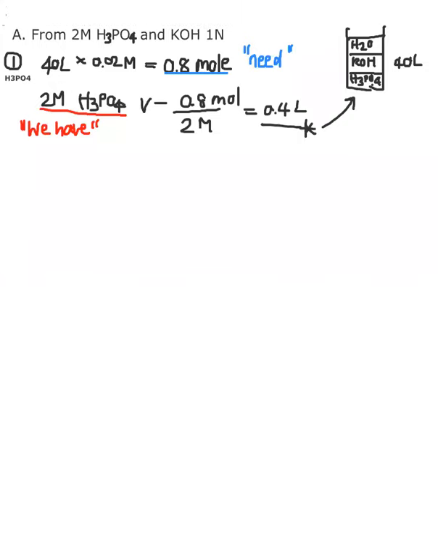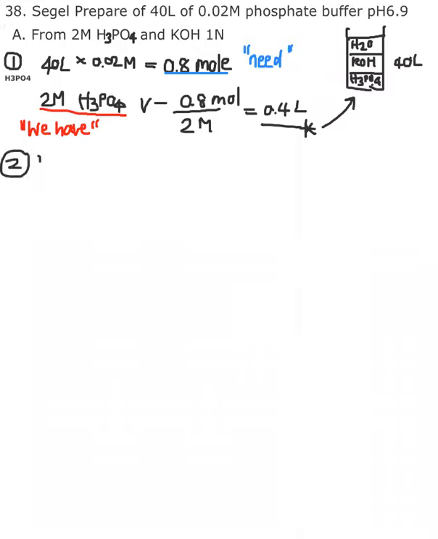Next step is to find the amount of KOH that you're going to add. To find the amount of KOH, you need to work out how much hydroxide ion you need to put in order to raise the pH to pH 6.9. So first, you have to understand how phosphoric acid is protonated.